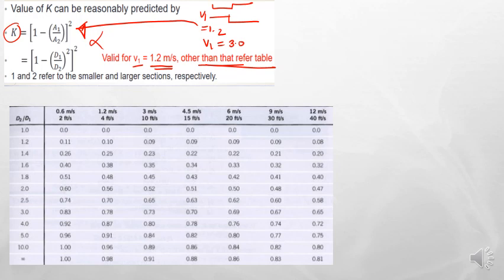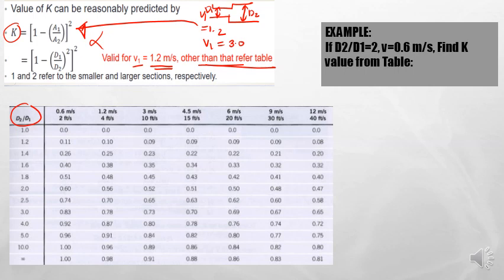On the left side here, we have the ratio between D2 divided by D1, where D2 is the diameter of the larger pipe and D1 is the diameter of the smaller pipe. So you have to get the ratio and check what your velocity is. For example, if D2 divided by D1 is 2, and your V is 0.6, what is your K? Just like this.